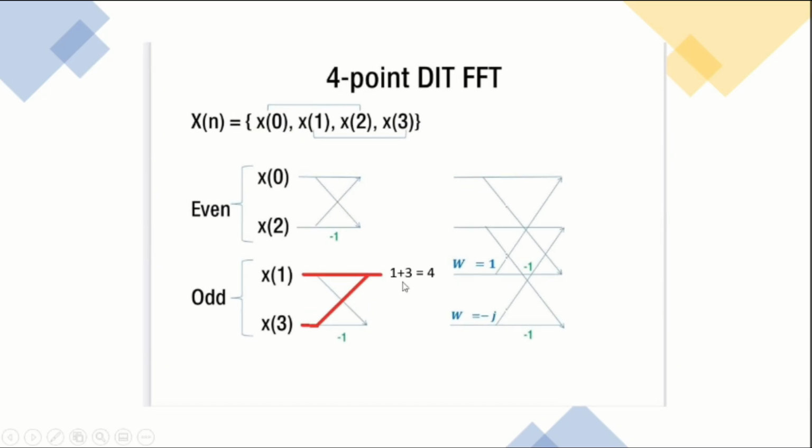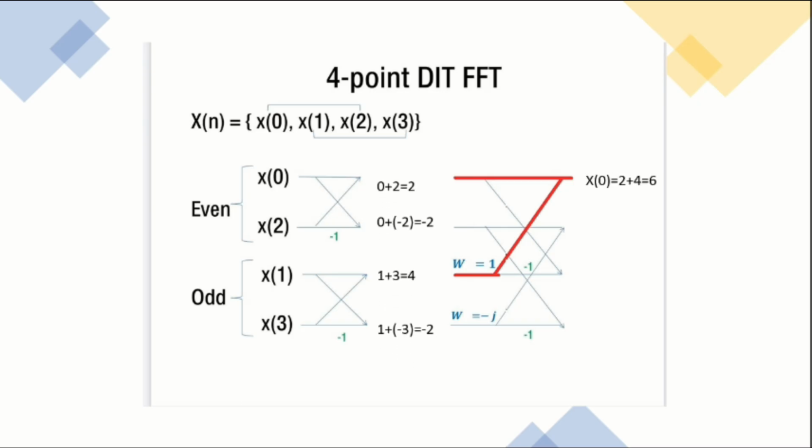1 plus 3 equal to 4. After that, for line 3 and line 4, you can see that 1 plus minus 1 minus 3 equal to negative 2. So here, we finish the first part. After that, we'll go to the second part. We need to do it separately to make it easier.